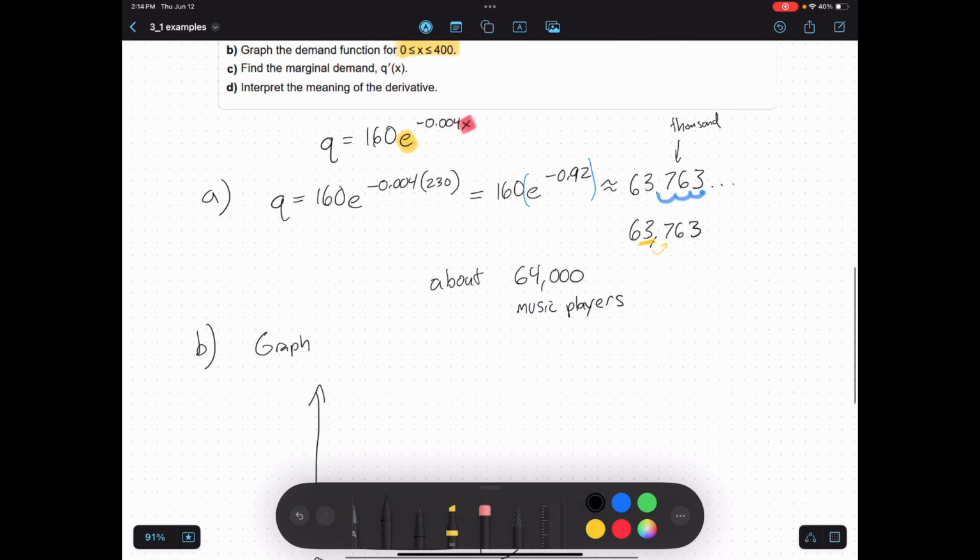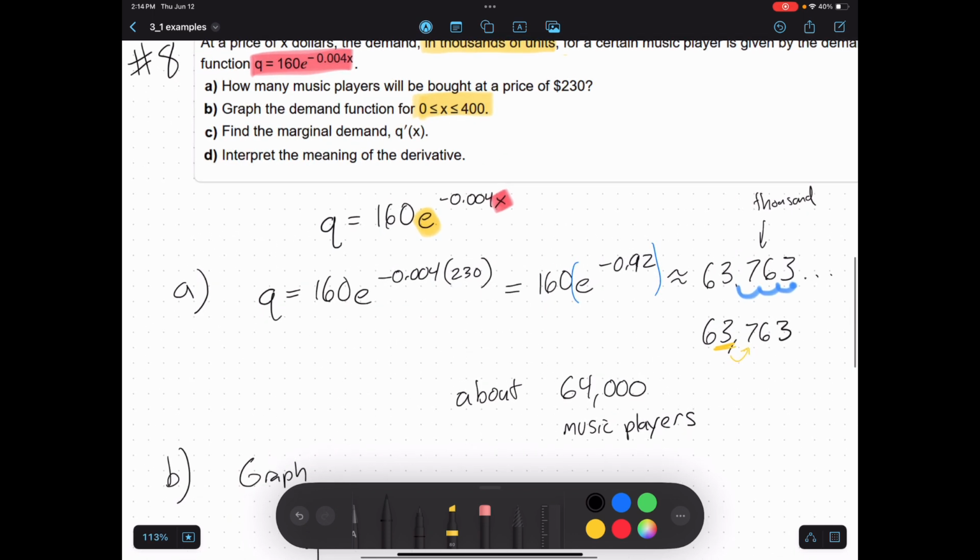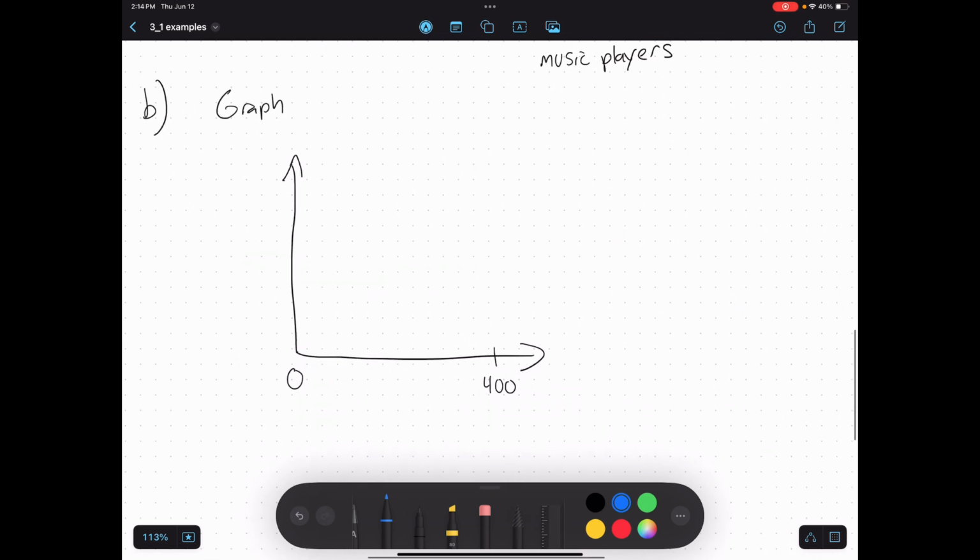quadrant. Well, if we go back to my equation, you'll notice that my equation has a coefficient of 160. And if we remember from the concepts video, that coefficient actually represents my starting value, or my y-intercept. So I know where this graph starts. This graph starts at 160, or 160,000.